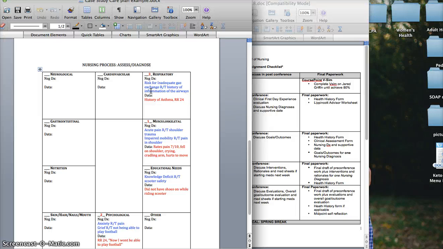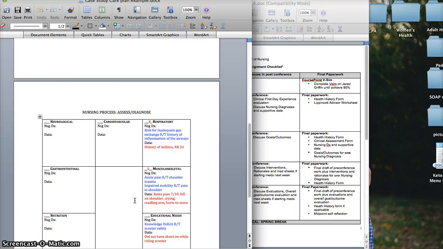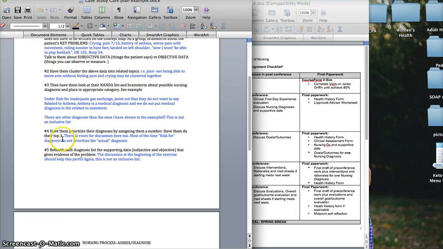Okay, if that doesn't make sense, please let me know. But help them prioritize. I just said top 3, so obviously you would have more than 3 here, but the instructions just say to have them prioritize their top 3. Okay, there's room for discussion. Like I said, most of the time, risk for diagnoses do not prioritize over the actual diagnosis. And note that I said most of the time, okay?